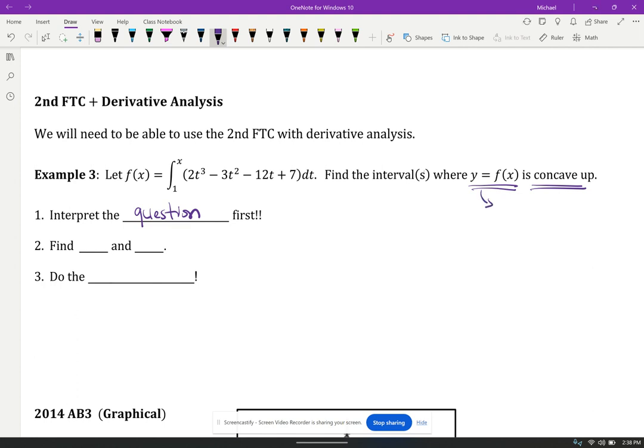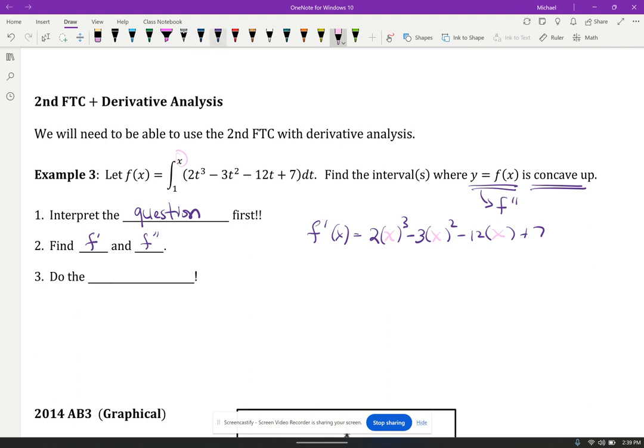So that means that we're going to need to find the second derivative of f, because concavity is related to the second derivative. So step 2 here is I need to find f prime and I need to find f double prime. Well, the derivative of f would be the derivative of this integral. That means that f prime of x is just going to be this function that's in the integrand with the top limit of integration in there. And that's it. That's the first derivative.